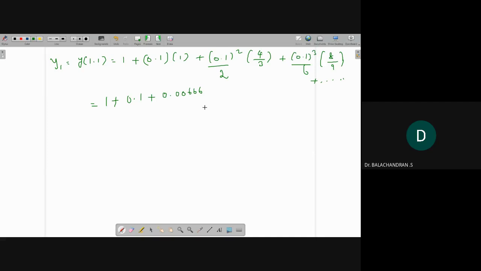Okay, first, what is 0.1 whole square? 0.1 whole square equals 0.01, divided by 2 is 5 into 10 to the power of minus 3. So into 4, I am getting 0.02, divided by 3, I got 6.6666, so only 6 into 10 to the power of minus 3. So 10 to the power of minus 3 means you should put 3 places, you should put 0.00. I think I got this answer.